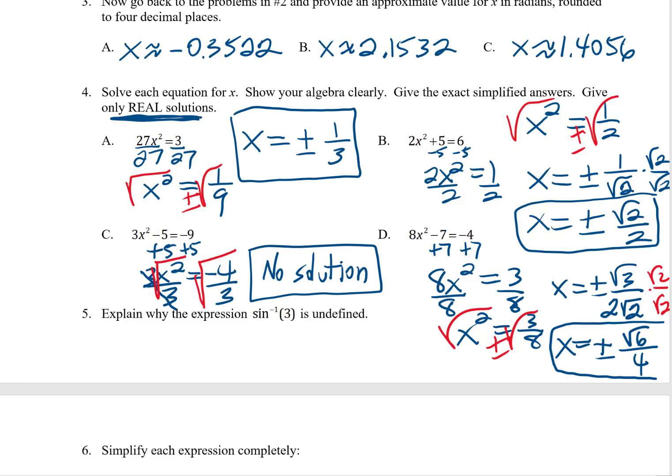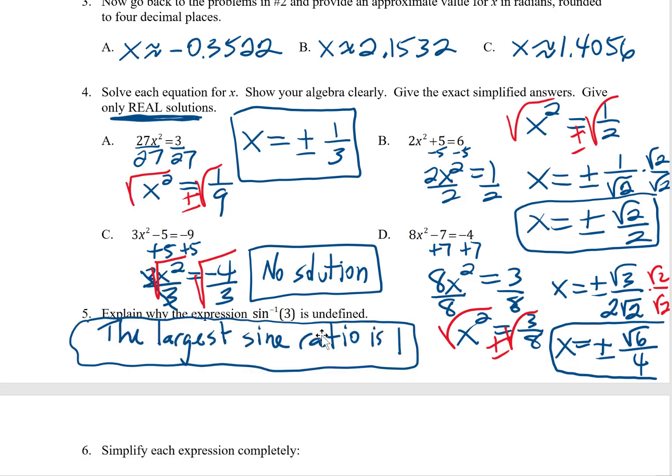The problem is the sine function itself does not have any ratios above 1. 1 is the largest sine ratio that exists. The same thing would happen if you tried to do sine inverse of negative 3. There is no negative 3. Negative 1 is the lowest, the smallest sine ratio that exists.